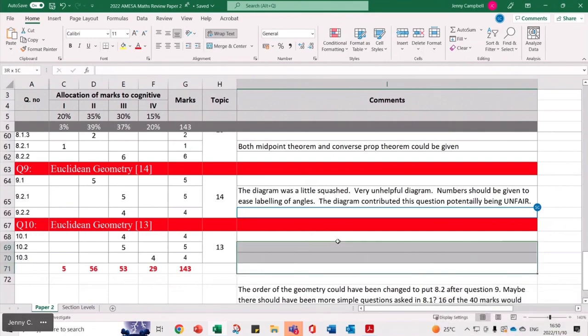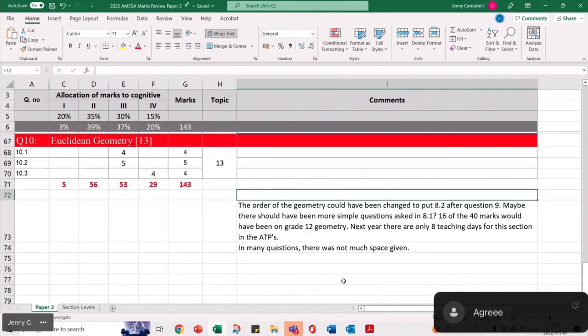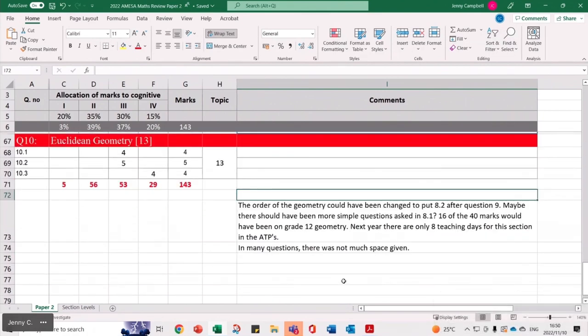Okay, just other comments I've got here. We thought possibly the order of the geometry could have been changed to put question 8.2 after question 9. Maybe there should have been more simple questions asked in 8.2. We also noticed that 16 of the 40 marks would have been on grade 12 geometry. And I think one thing we need to realize next year, there are only 8 teaching days on Euclidean geometry according to the ATPs. It's allocated 2 weeks, but in those 2 weeks, I think 2 of the days are either public holidays or school holidays or something.